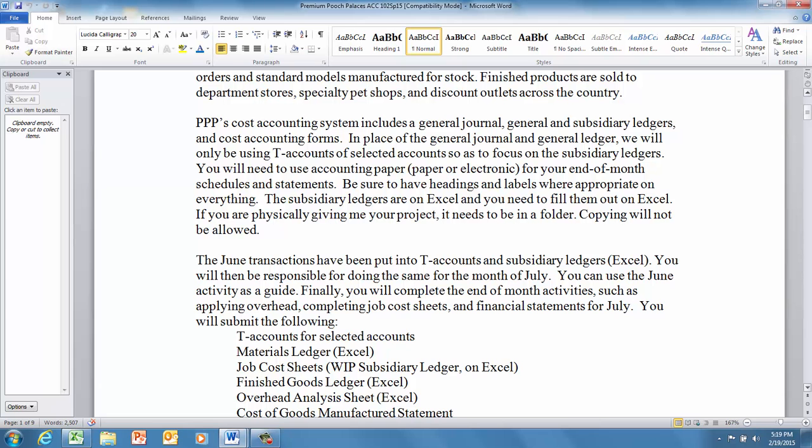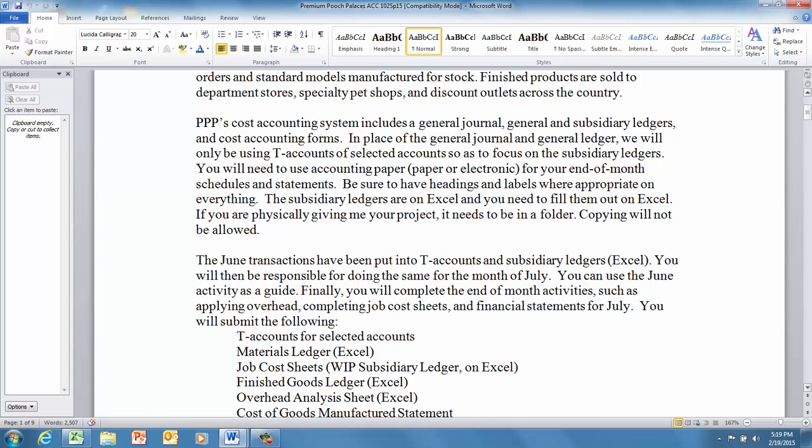However, for our purposes, in place of the general journal and general ledger, we're just going to be using some T accounts. And we're not even going to be using T accounts for all of the accounts. We're just going to use some T accounts for some selected accounts so that we can focus on the subsidiary ledgers, which is the main part of this project.